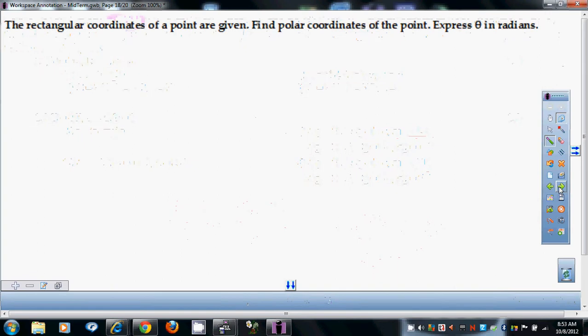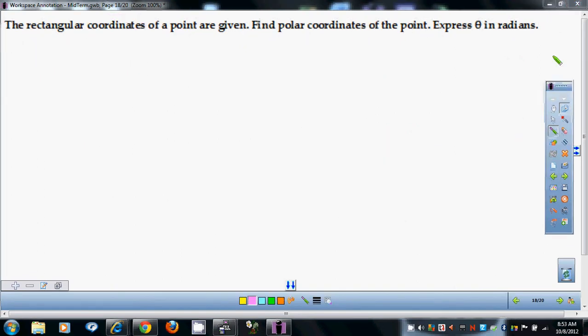Okay, here we go. Number 18. The rectangular coordinates of a point are given. Find the polar coordinates of the point. Express theta in radians. Okay, fine. Rectangular coordinates are given. What's it going to provide for me here?